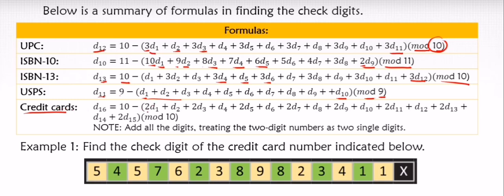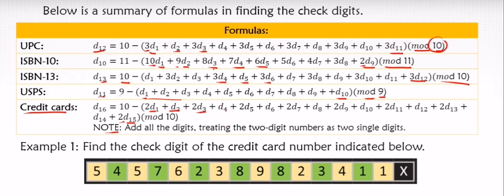So, 10 minus 2D1 plus D2, 2D3. So, sundin lang natin yan hanggang makaabot tayo sa 2D15. Okay? Then, modulo 10. So, we have a note here: add all the digits, treating the 2-digit numbers as 2 single digits.